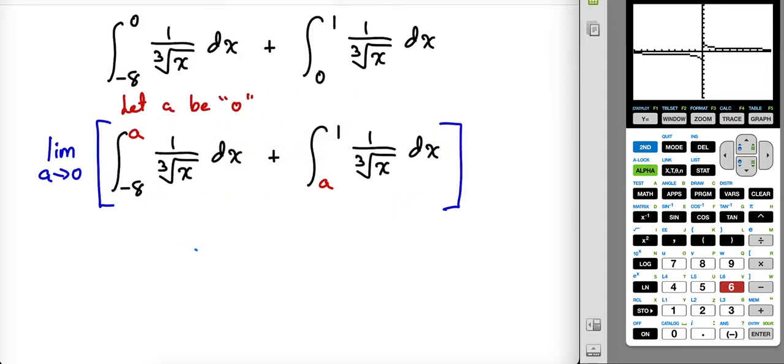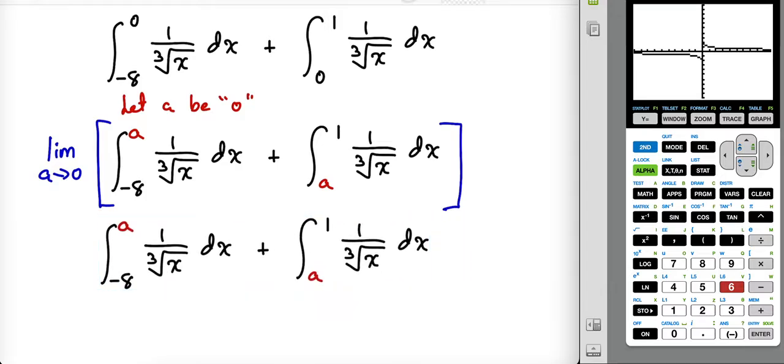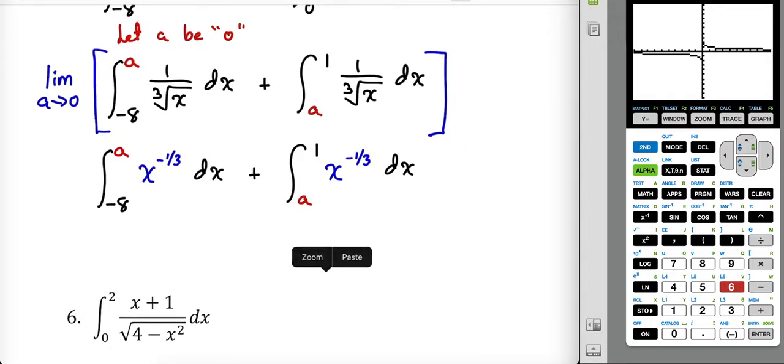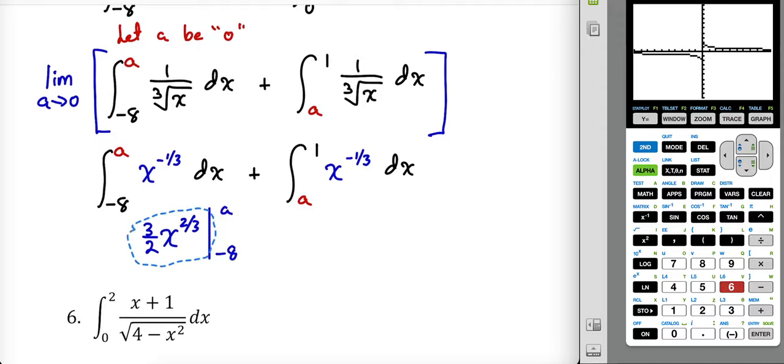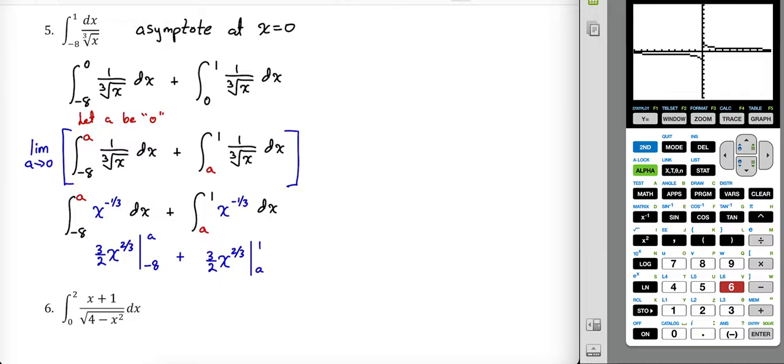So this is the same as saying x to the -1/3 power integrates to x to the 2/3, increase the exponent by 1, divide by the new exponent 3/2. And that's going to be over the interval of -8 to a. And then the same thing over the interval of a to 1. So we're going to evaluate each of these, and then we'll get into the limit part of it.